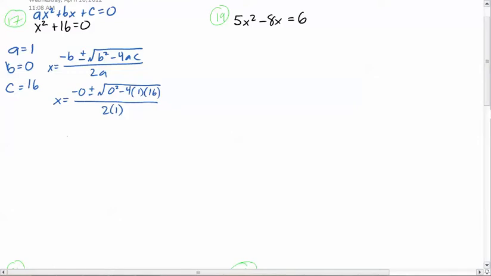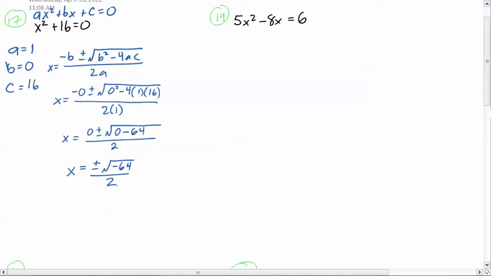We simplify this. We say x equals 0 plus or minus the square root of 0 minus, let's see, negative 4 times 1 is negative 4, times 16 is negative 64, over 2 times 1, which is 2. We now find that x equals 0 plus or minus. You're adding or subtracting 0, so it's really just plus or minus the square root of 0 minus 64, which is negative 64, over 2. At this point we say, it's the square root of a negative.